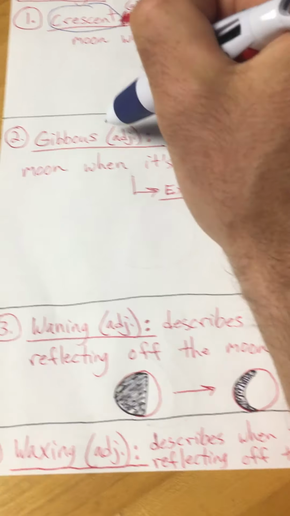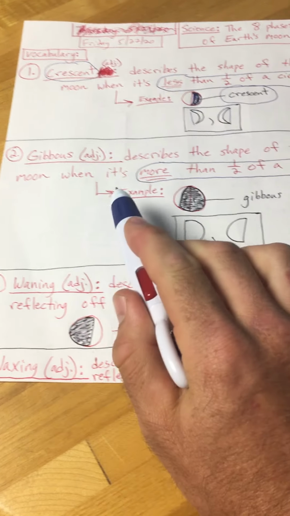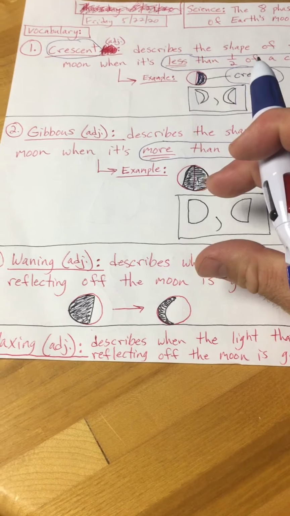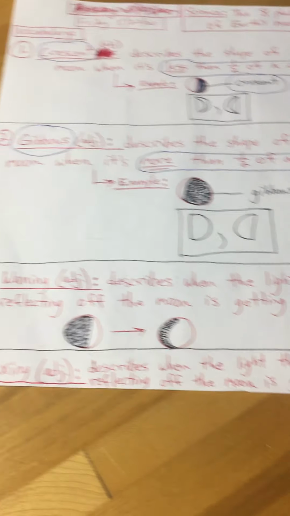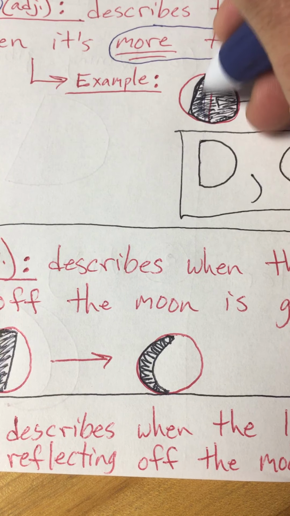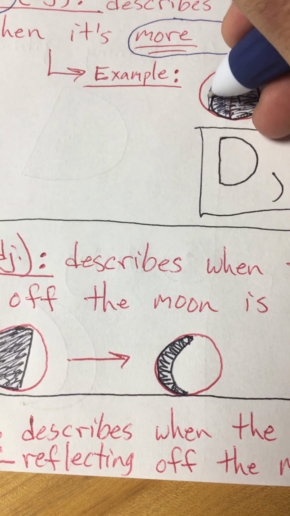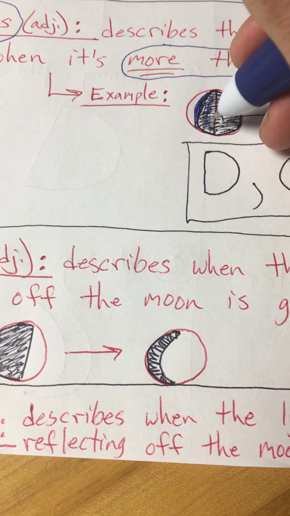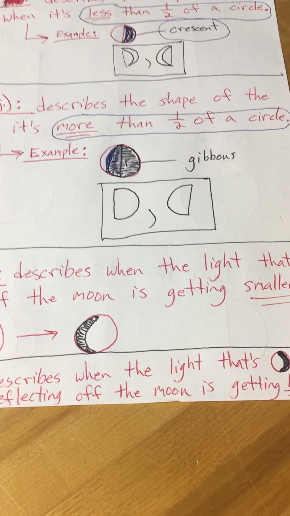Okay, number 2 is gibbous. Gibbous is also an adjective. It describes the moon. So gibbous describes the shape of the moon when it's more than half of a circle. So crescent, less than half of a circle. Gibbous, this is probably a new word for you. Gibbous is more than half of a circle. So if you can see the line here in the middle, that's half, right? Half of that shaded in, and then more than half is shaded in. So anywhere beyond the halfway point, if it's shaded in any more than that, even a little more than this, all the way until it gets all the way colored in, anywhere between half and being a full moon is called a gibbous moon.